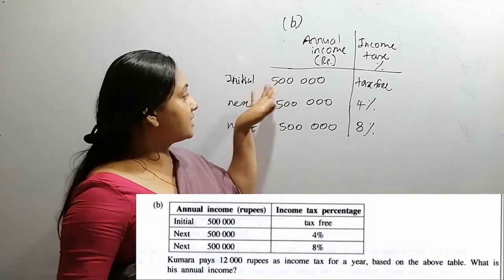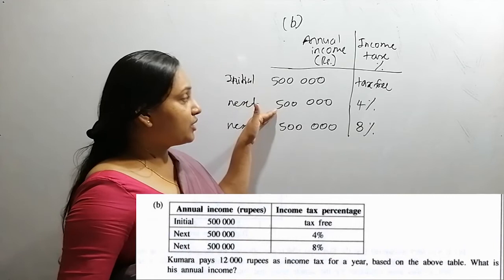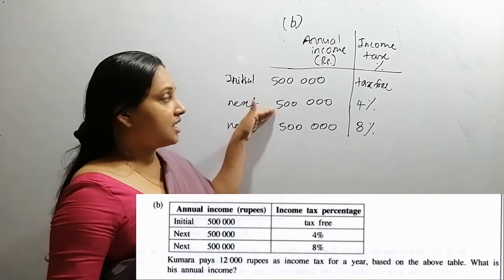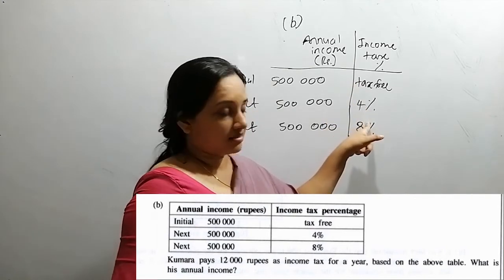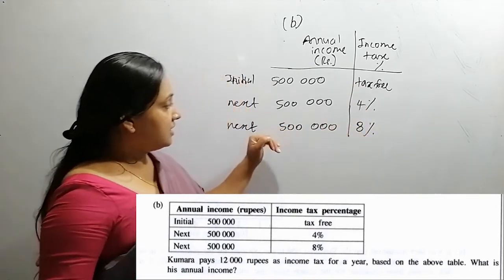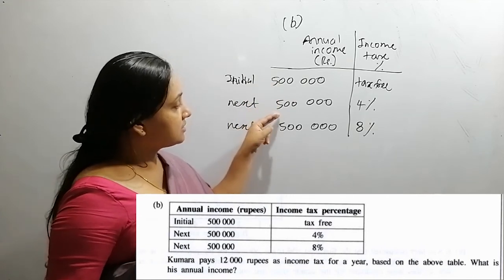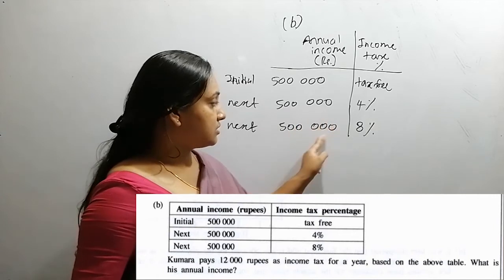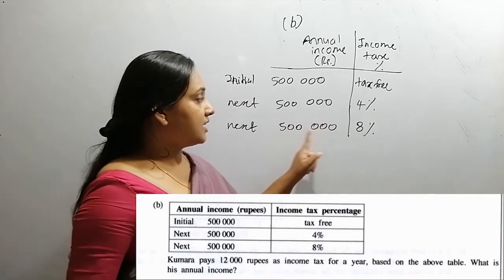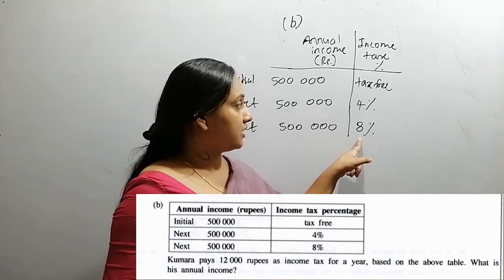And if the income is greater than 500,000, then one has to pay some income tax. If the income is greater than 500,000 rupees, up to the next 500,000 rupees, one has to pay 4% as income tax. And then the sum of these two is 1 million. If the income is greater than 1 million, for the next 500,000 rupees, one has to pay 8% as income tax. Okay.